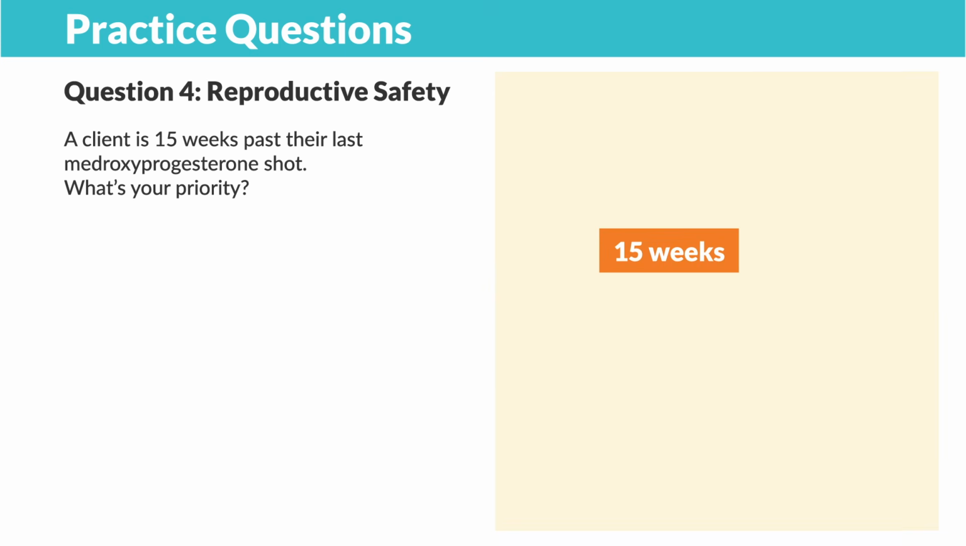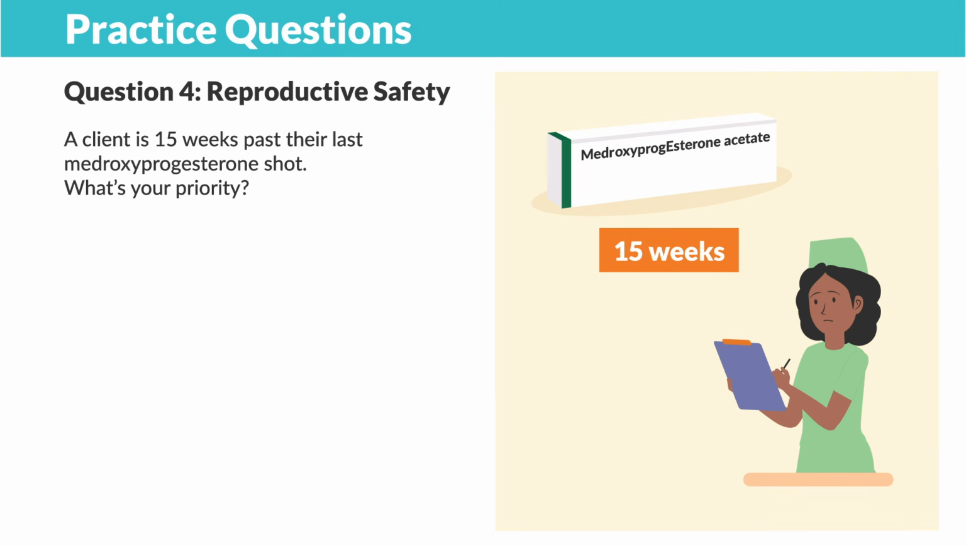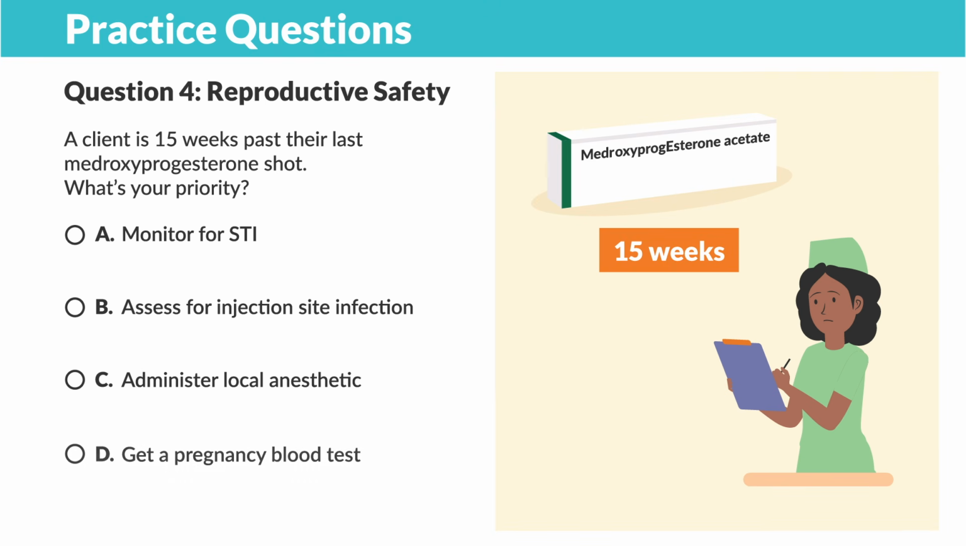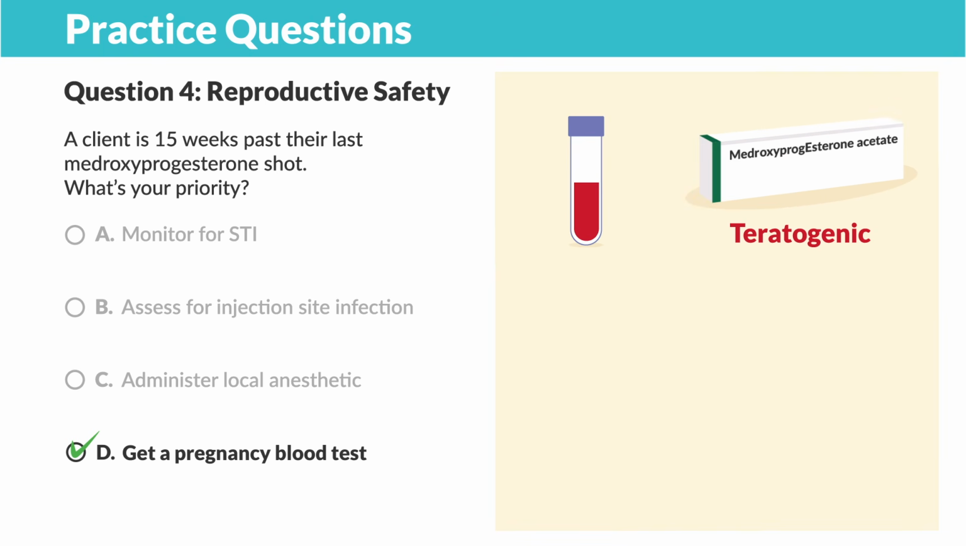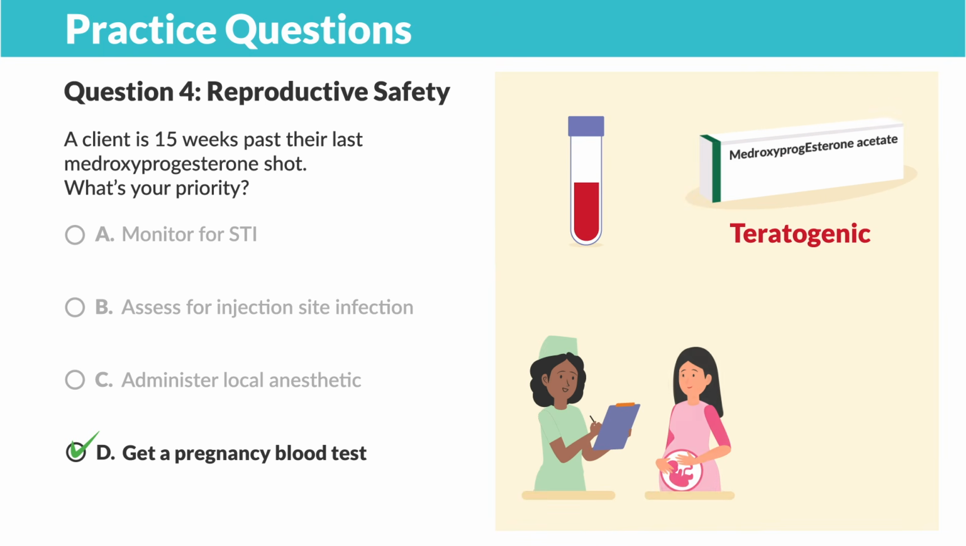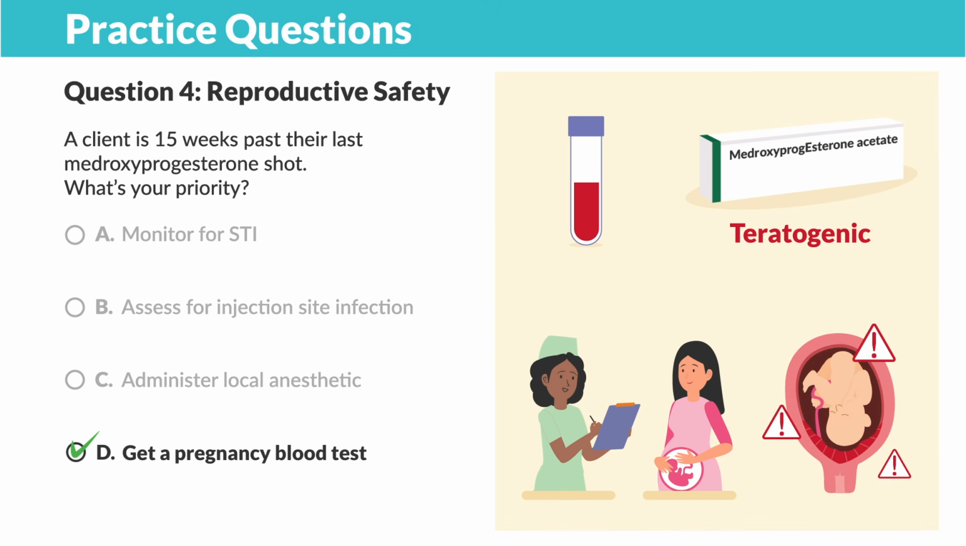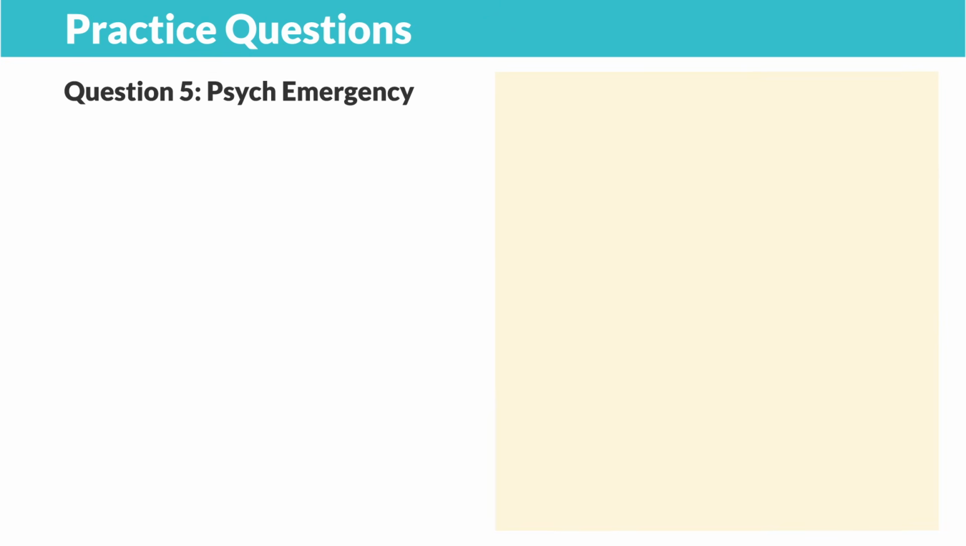A client is 15 weeks past their last medroxyprogesterone shot. What is your priority? So again, pause your screen and choose the best option. All right, the correct answer here is answer D. This medication is teratogenic, meaning it could risk a pregnancy. So you must rule out pregnancy before re-injecting. Otherwise, you can harm the fetus. Now lastly, question number 5.